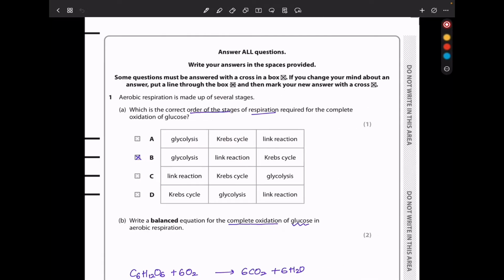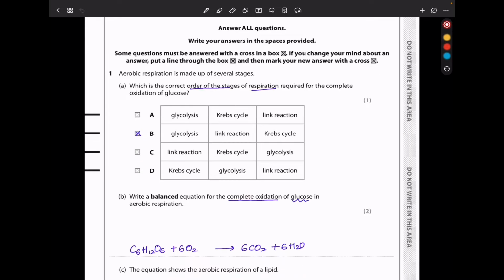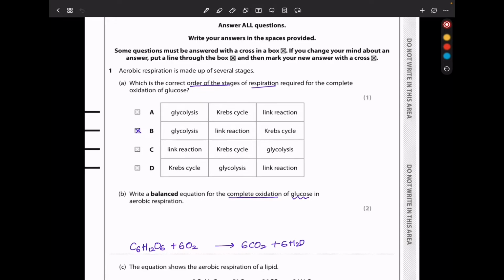Question 1. Aerobic respiration is made up of several stages. Which is the correct order of stages of respiration required for the complete oxidation of glucose? Respiration goes through glycolysis, the link reaction, and the Krebs cycle, so the answer should be B.